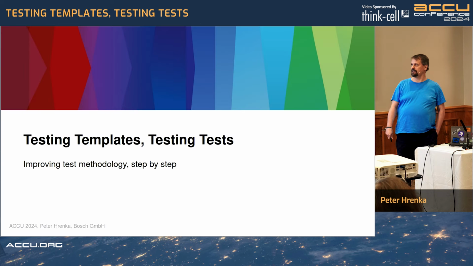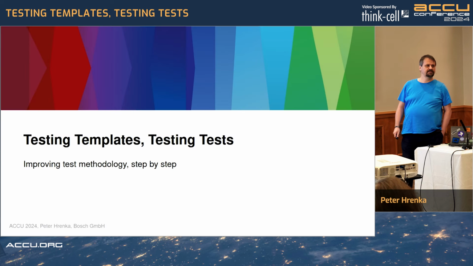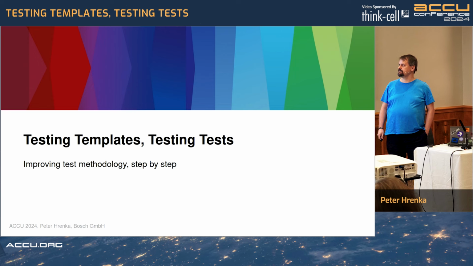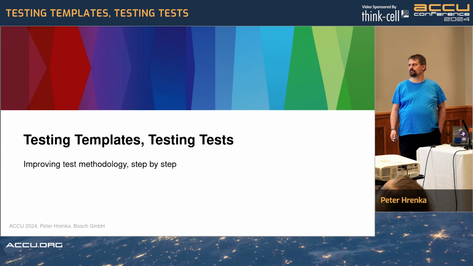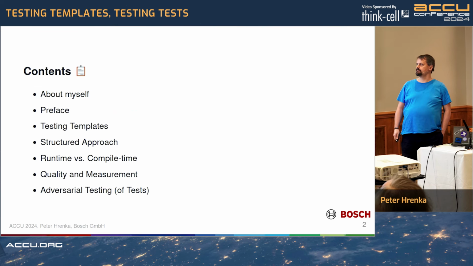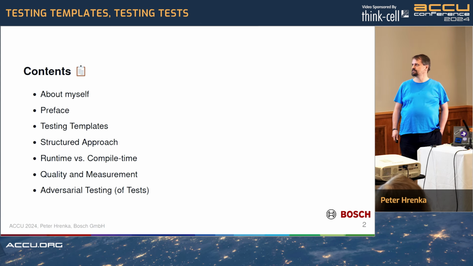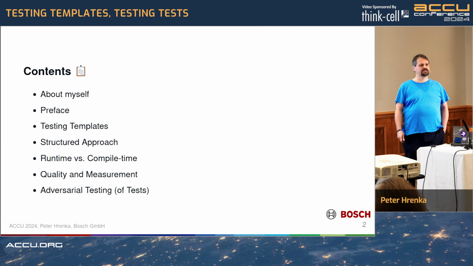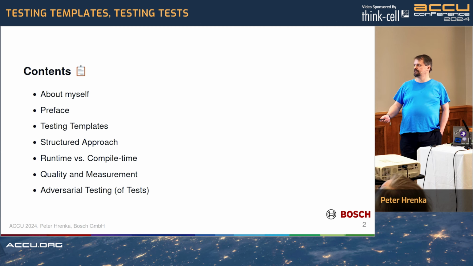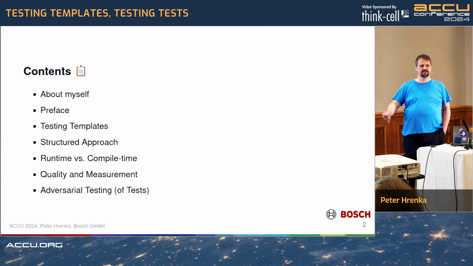Let's see how this works. So this talk is about improving test methodology step by step. Okay, first about the contents of this talk. We'll talk a bit about me, small preface. I'll explain how to test tests and how to do it in a structured way. We'll talk about compile and runtime variations, measurements, and my new idea, adversarial testing.